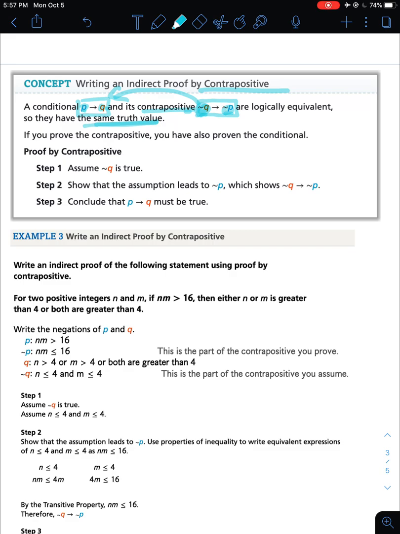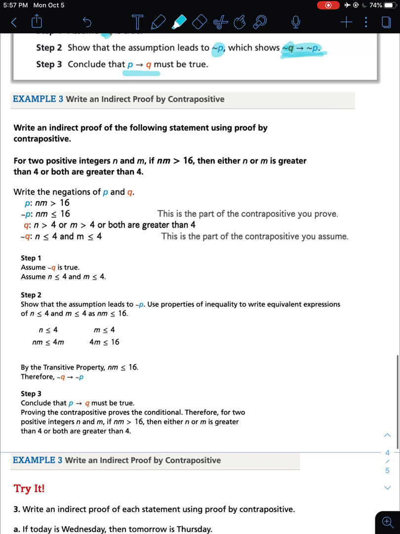So the proof by contrapositive is similar to the one before, except that now we're going to assume that not Q is true. But we're going to show that this assumption leads to not P. If we can show that if not Q, then not P is a true statement, then we can say that if P, then Q has to be true.